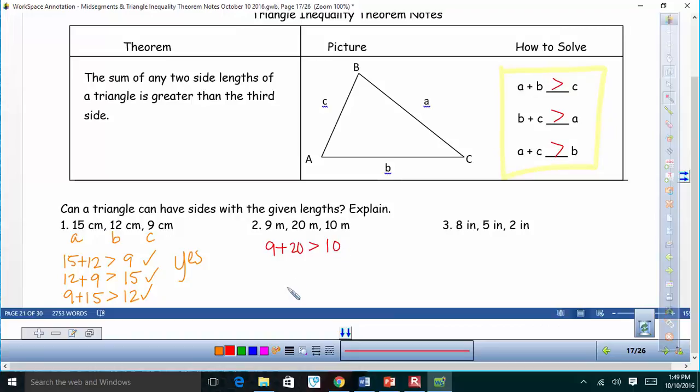Yes. If I do 20 plus 10, is that going to be greater than 9? Okay, what about 9 plus 10? Is that greater than 20? No, so these could not be the sides of a triangle. Okay, does that make sense? That's what numbers 7 through 12 on that sheet ask you about. That's how you would do this.